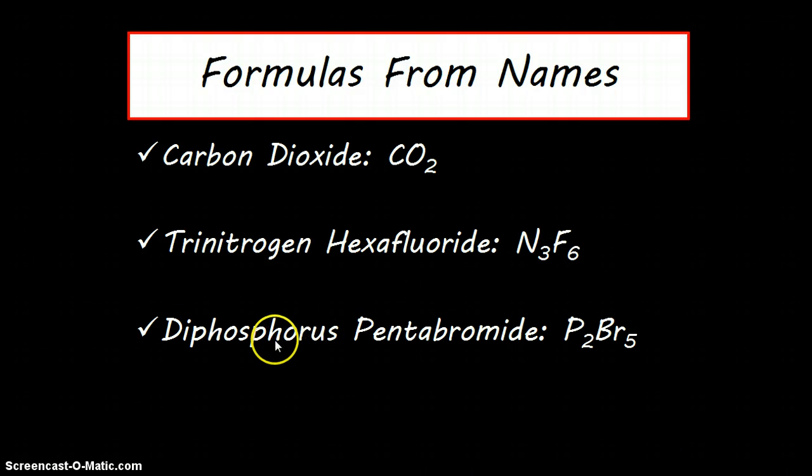Finally, in our last example, diphosphorus pentabromide, we see that we have 2 nonmetals, phosphorus and bromine, and that means that we have 2 prefixes. So we have 2 phosphorus and we have 5 bromide. So our formula will be P2Br5.